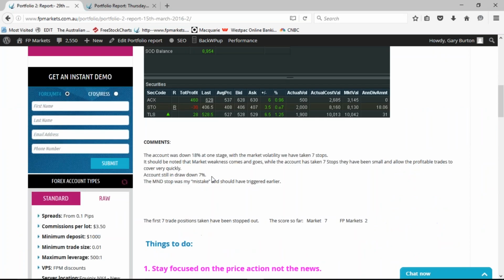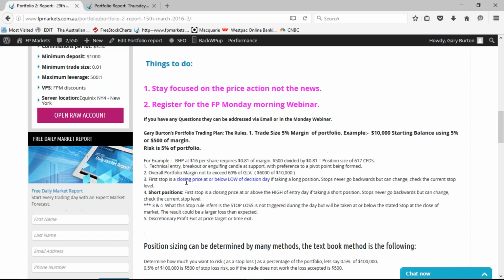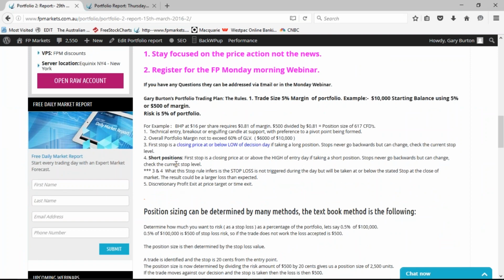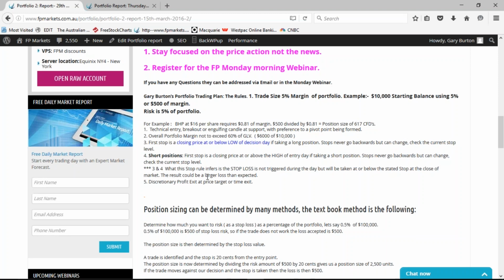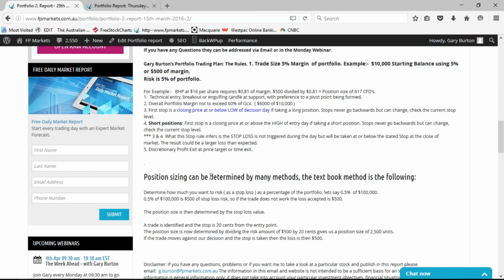Sorry, down in the notes here, the first stop is at the closing price at or below the low of the decision day. So if taking a long position, stops never go backwards but can change. What it essentially means, and it's in here somewhere else as well, is that the stop is taken at the close of the day. So we avoid getting spiked out.